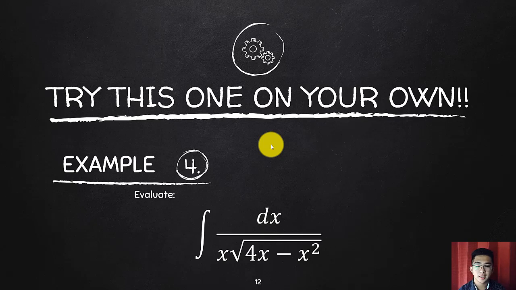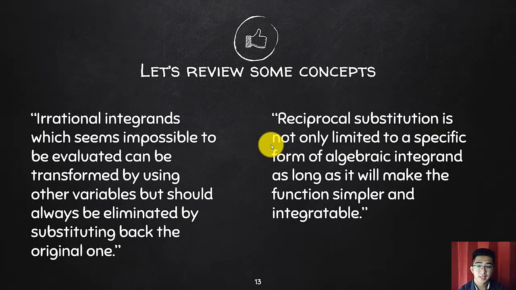The integral of dx over x square root of 4x minus x squared. You can try this one on your own. And that is it for algebraic substitution. So remember, irrational integrands, which seem impossible to evaluate, can be transformed by using other variables but should always be eliminated by substituting back the original one. Again, irrational integrands, those are your square roots, cube roots, your fractional exponents, can be solved using substitution.